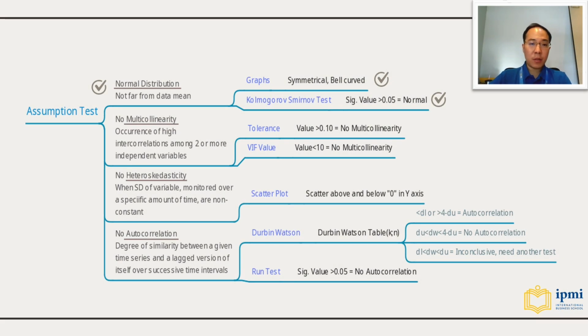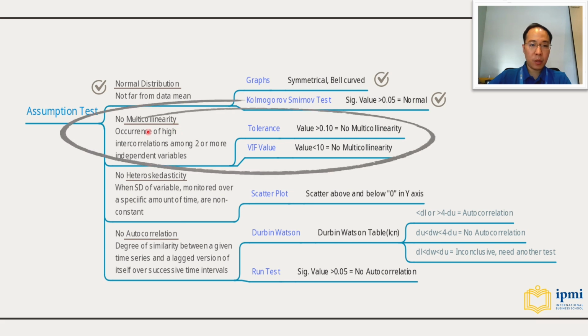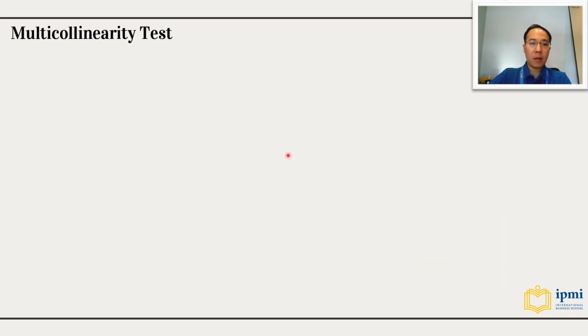Okay, after we pass the normal distribution test, then we go to the second test, which is the multicollinearity test. Multicollinearity is the occurrence of high intercorrelations among two or more independent variables. There are tolerance and VIF values that need to be passed for this test.